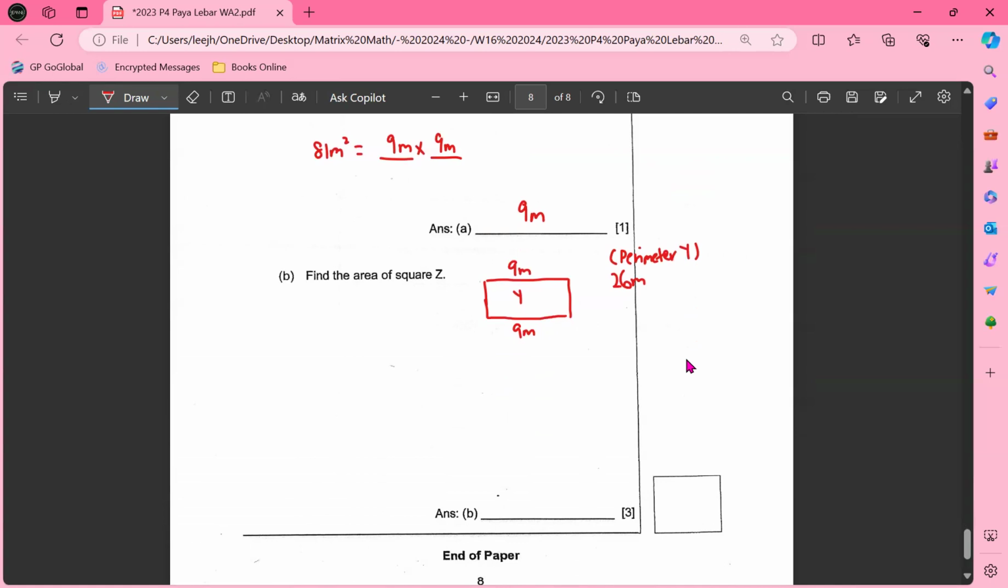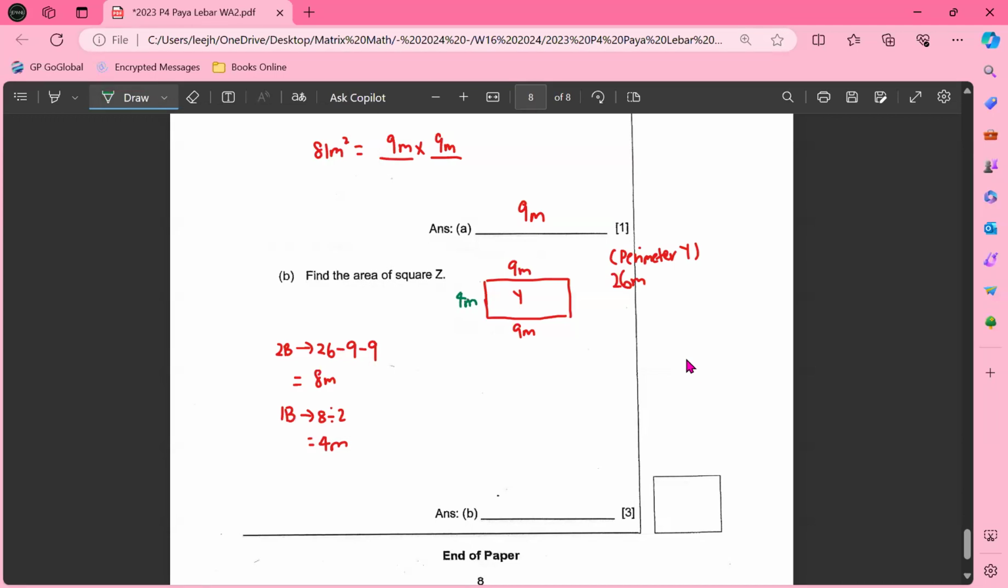The two lengths are 9 and 9, and the whole thing is 26. To find the two breadths, we take 26 minus the two lengths, 9 minus 9, which is actually 26 minus 18, which is 8 meter. So here and here together is 8. I need to find one side. So one breadth will be 8 divided by 2, because the breadths are equal. So 4 meter. We know the breadth of Y is 4 meter.